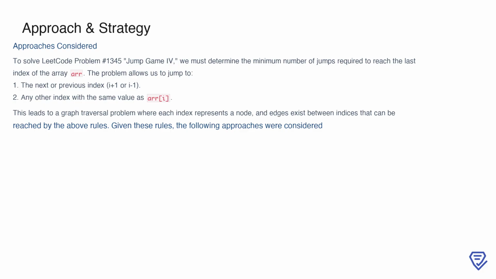The challenge lies in the flexibility of the jumps allowed. You can move to the next or previous index, or jump to any other index that has the same value as the current index. This creates a graph-like structure where each index in the array is treated as a node, and the possible jumps form edges between these nodes.